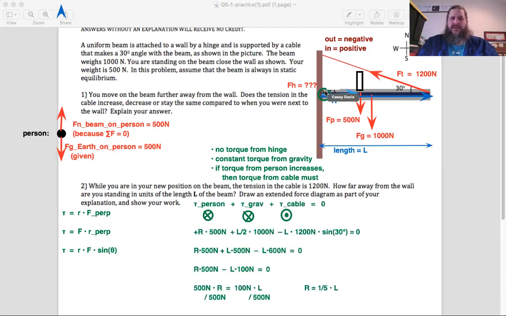We've got the moment arm for the person, that is how far the person is from the hinge, written as a fraction of the length of the beam. In order for this to work, in order to get exactly 1,200 newtons of tension force, you've got to be 1/5 of the way along the beam. So for instance, if the beam was 10 meters long, you'd be 2 meters along the beam, or more generally, 1/5 of the length of the beam. Any other questions on that?